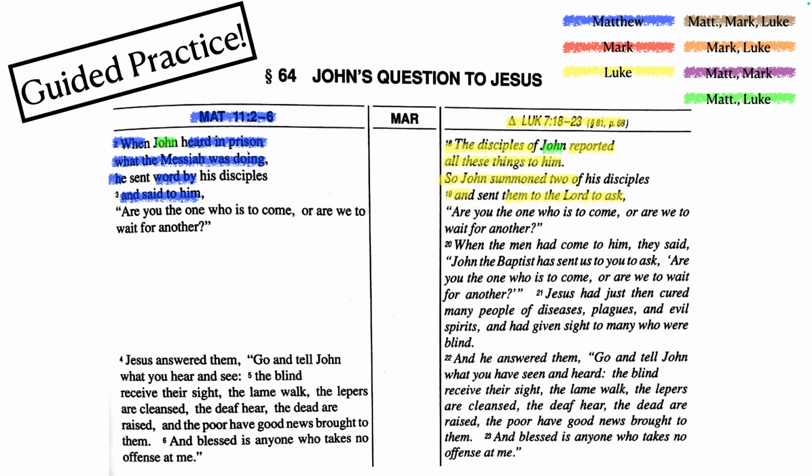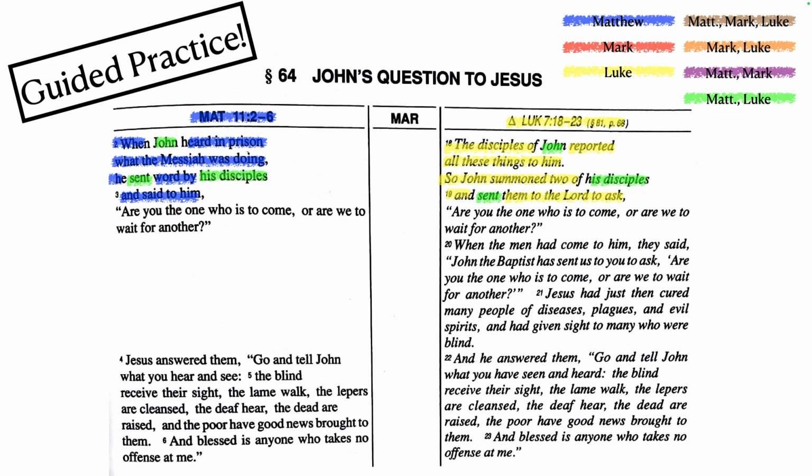Over here, we have in yellow, unique to Luke, "the disciples of John reported all these things to him. So John summoned two of his disciples and sent them to the Lord to ask." So if we mark those in green, we have John's disciples being sent, shared between both passages here.